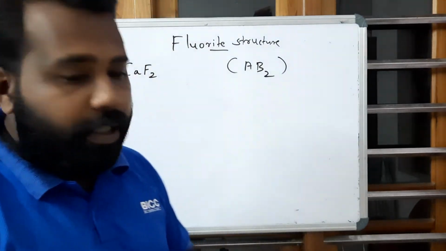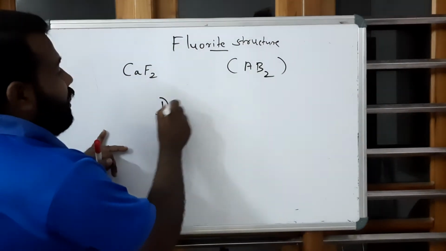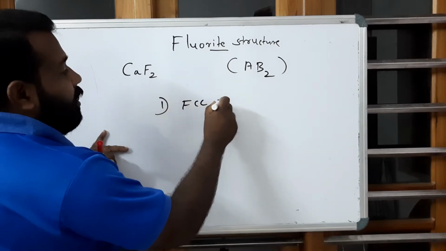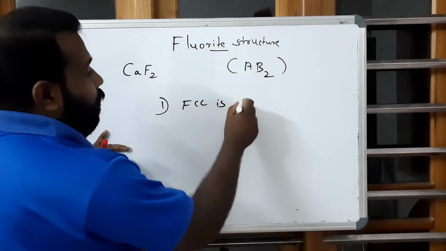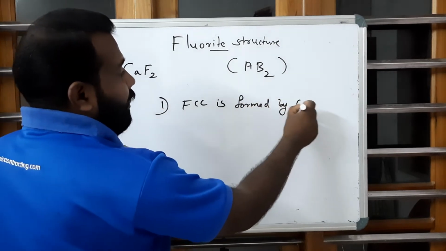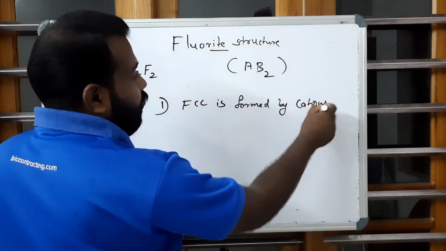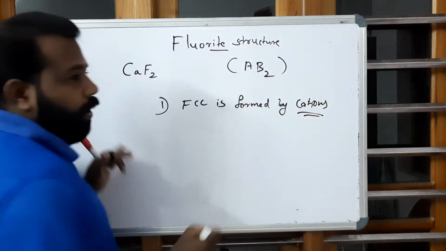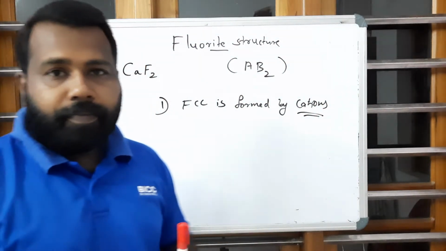First point: the FCC is formed by cations. Very important, not by anions.